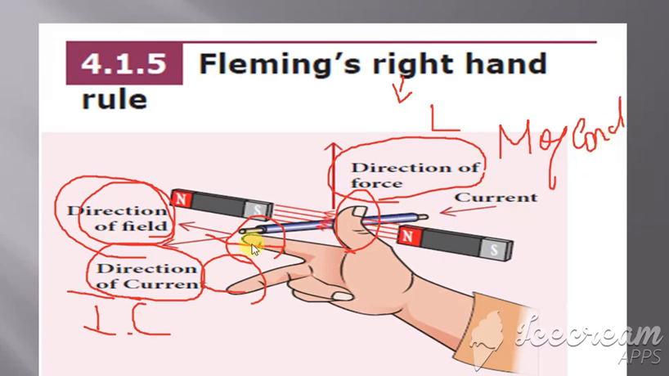So these two will differ. Here we have current, but the right hand rule writes it as induced current. Here we write force, but here we will write the motion of conductor. So that is the difference between the left hand and the right hand rule.